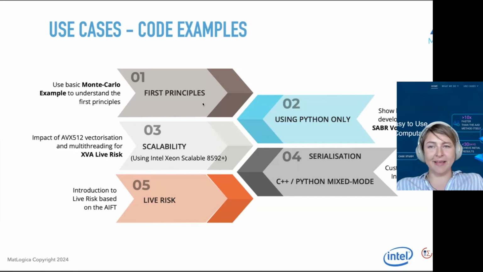So we will use XVA live risk and see how the performance improves from AVX2 to AVX512, and also how it scales with the number of threads that you add. Then we will look into custom curve interpolator, where we will serialize the workflow for cloud, and we will see how to use C++ and Python together. And finally, we will look at the live risk based on the automated implicit function theorem.